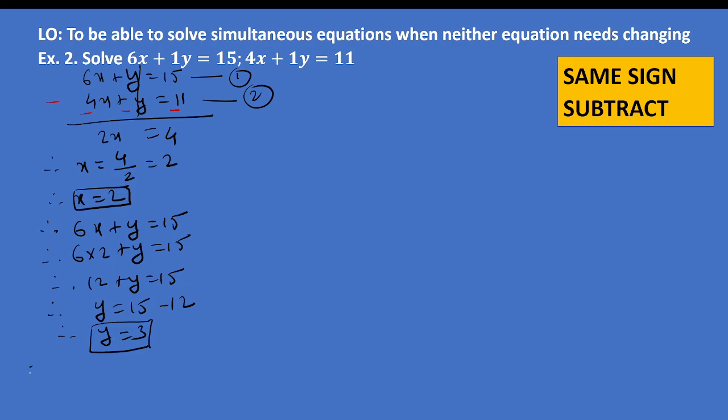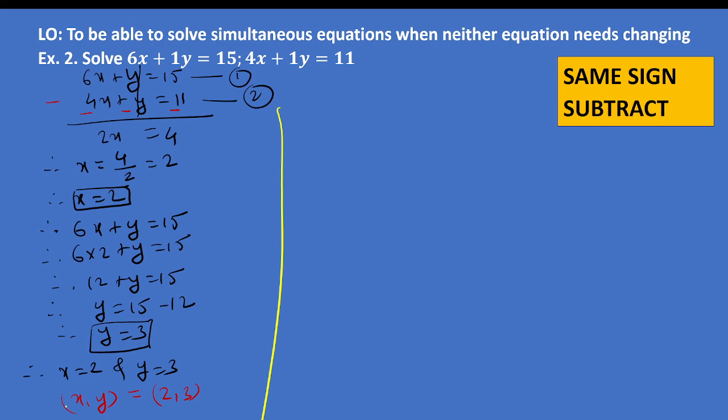So in the final statement, we can write x equals to 2 and y equals to 3, or else we could write x comma y equals to 2 comma 3. Okay, so this is it.